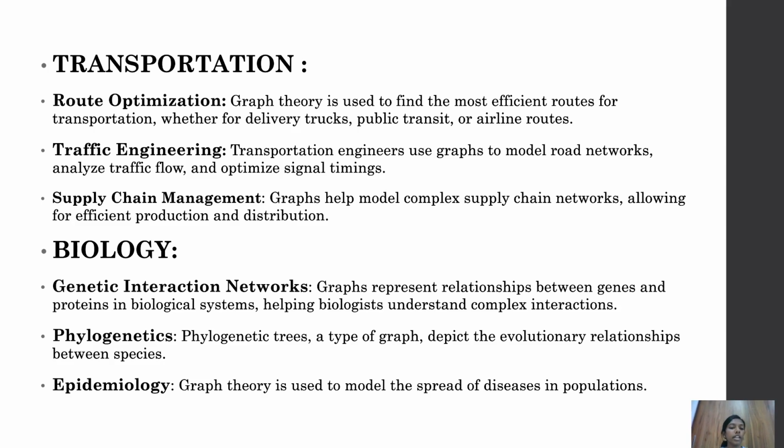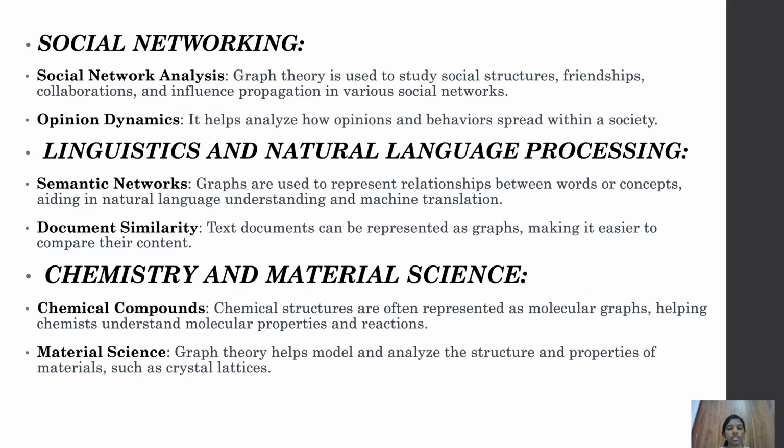Biology. Genetic interaction networks. Graphs represent relationships between genes and proteins in biological systems, helping biologists understand complex interactions. Phylogenetics. Phylogenetic trees, a type of graph, depict the evolutionary relationships between species. Epidemiology. Graph theory is used to model the spread of diseases in populations. Social networking. Social network analysis. Graph theory is used to study social structure, friendships, collaboration, and influence propagation in various social networks. Opinion dynamics. It helps analyze how opinions and behavior spread within a society.